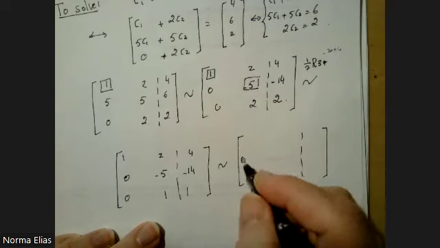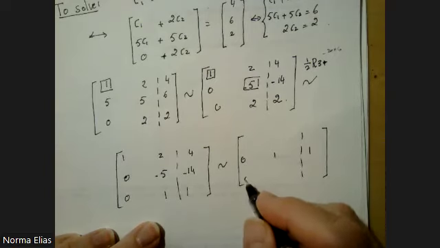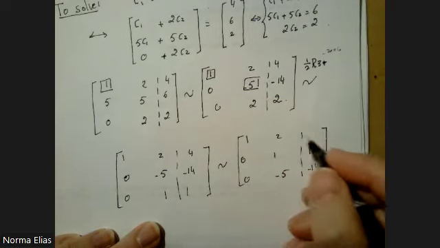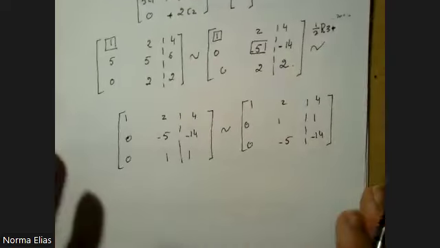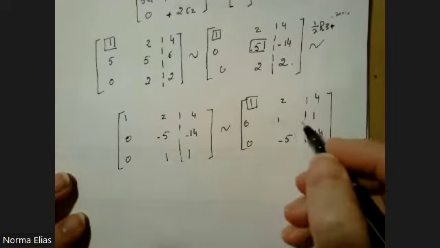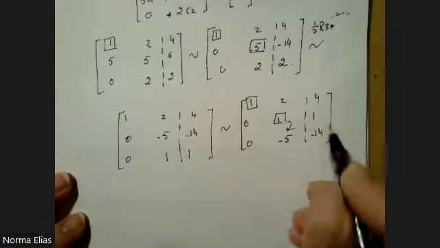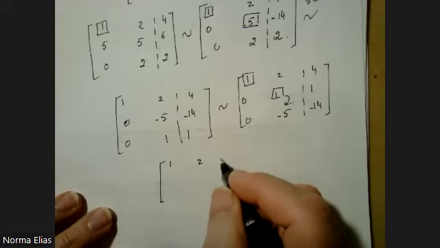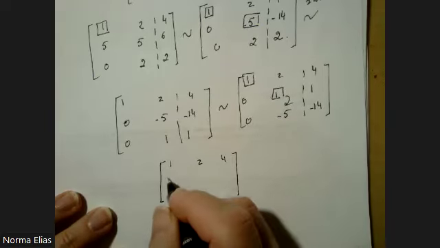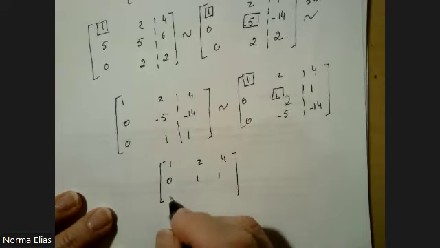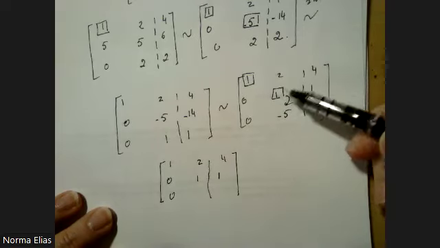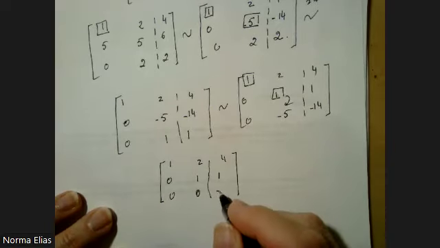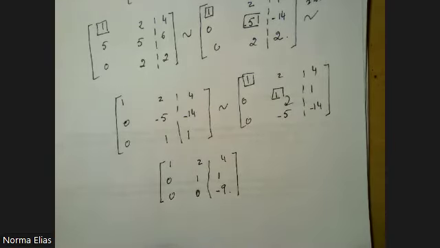I'm going to switch just to make life easy for me: 1, 2, and 4. Okay, now we are almost ready. This is my leading one. I want to make this into a 0, and the algebra is easy now. 0, 1, 1, 0. 5 minus 5, it's a 0. 5 minus 14, which gives me minus 9.